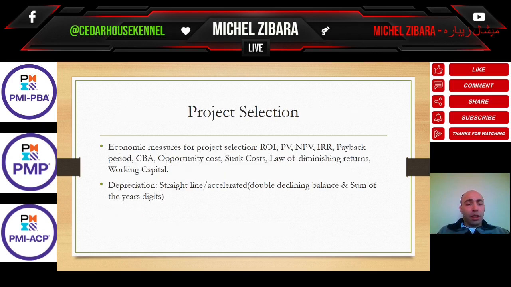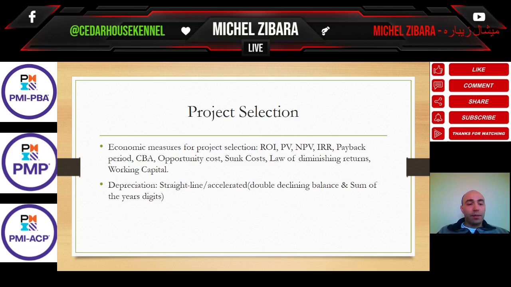Project selection. For every project selection, there is a set of processes and steps each organization follows to be able to select or prioritize one project over another. In this slide, I'm going to cover some economic measures for project selection, such as ROI, return on investment, present value, PV, net present value, internal rate of return, and payback period or break-even period. That's the break-even point before making profit, when the total investment is returned to the organization.